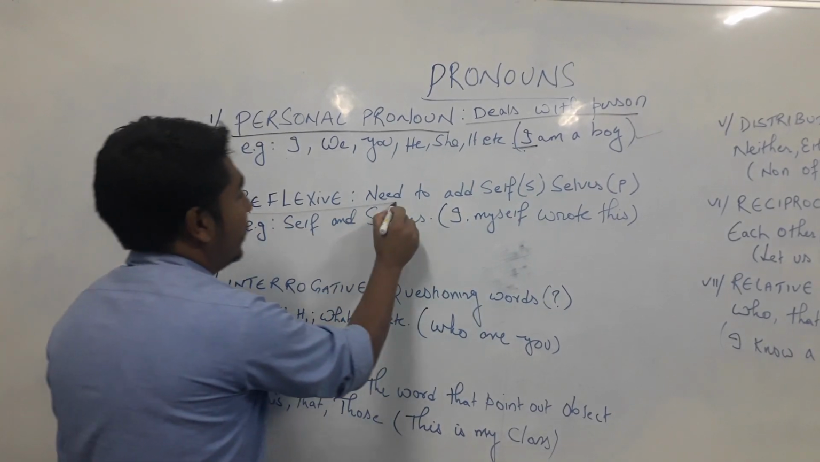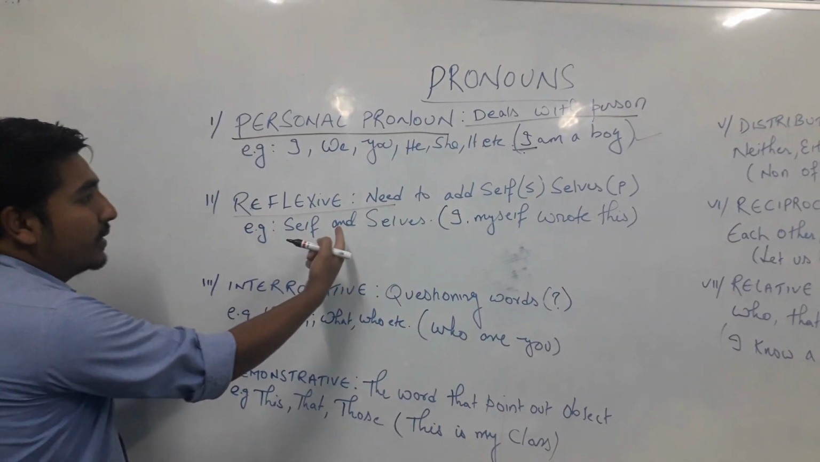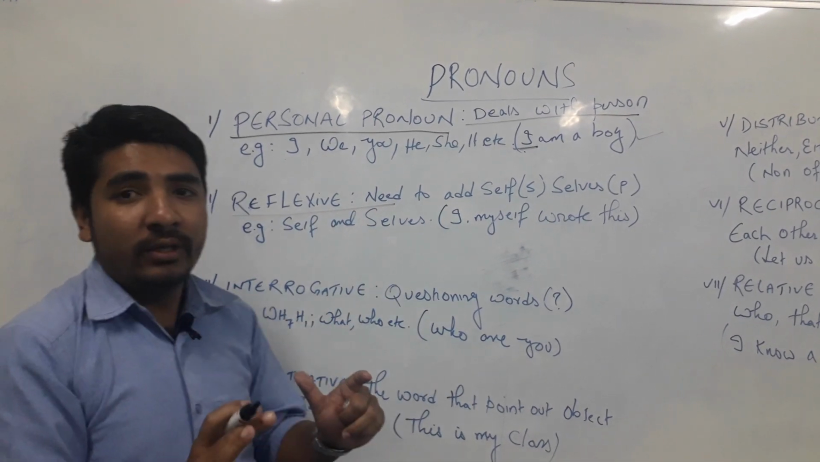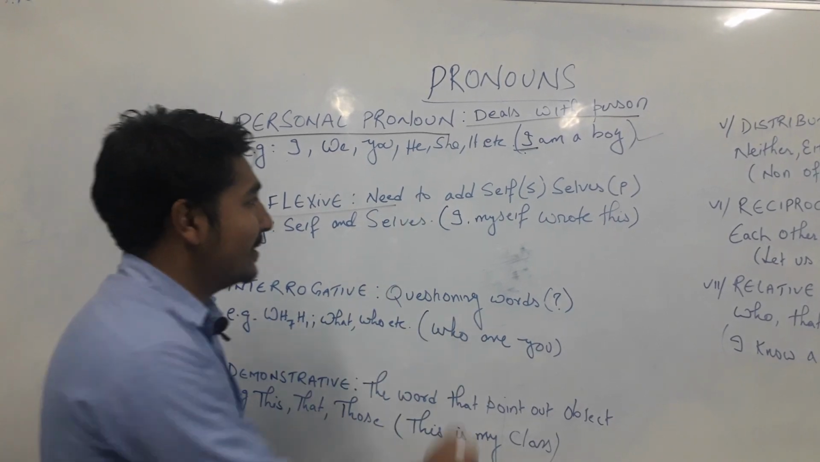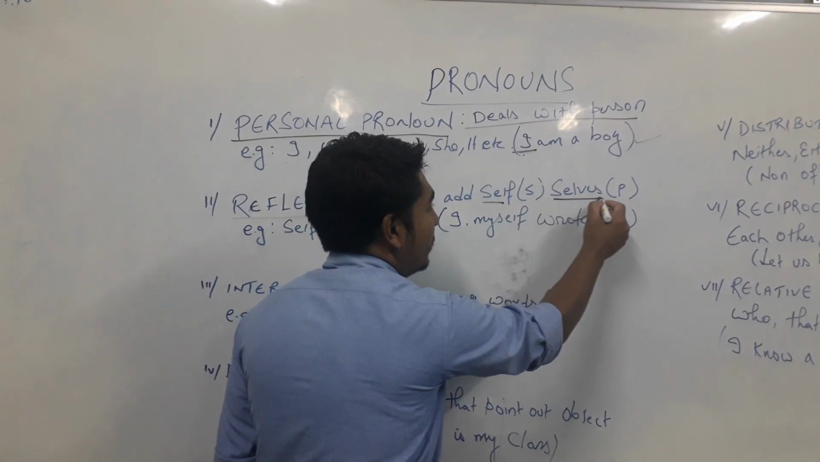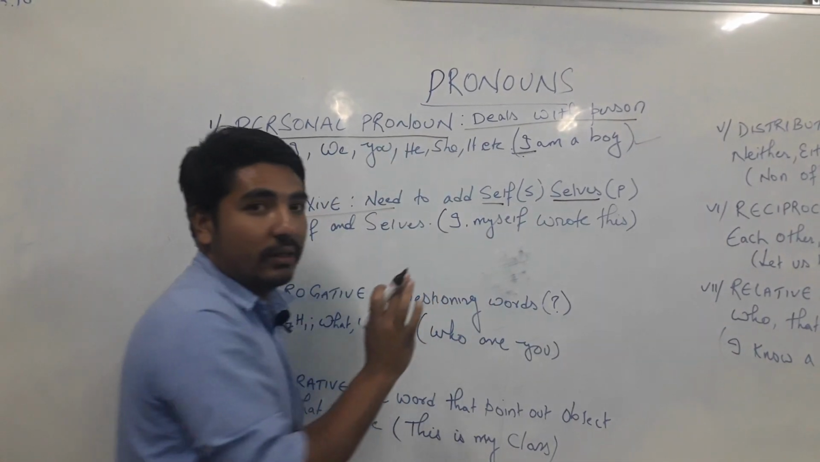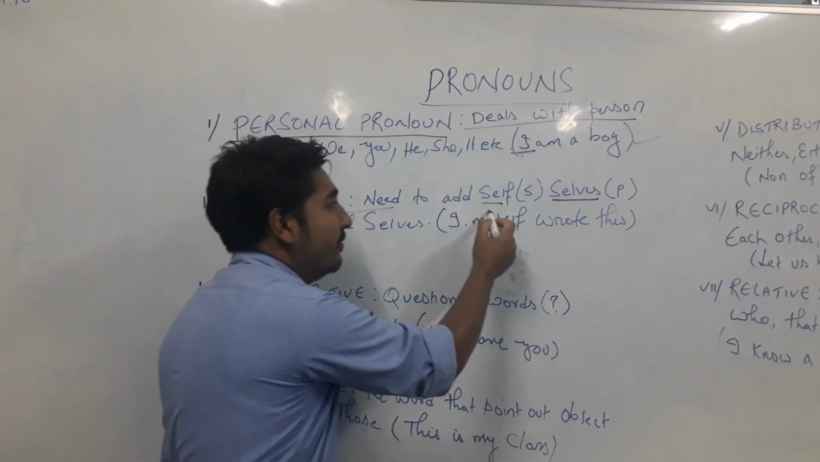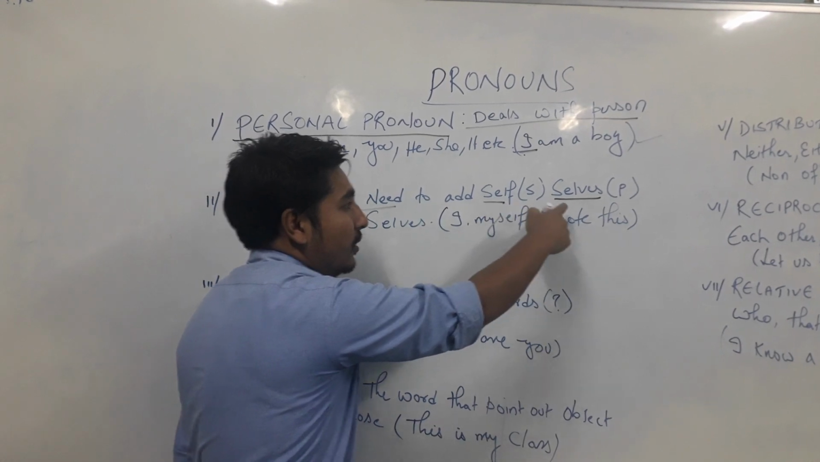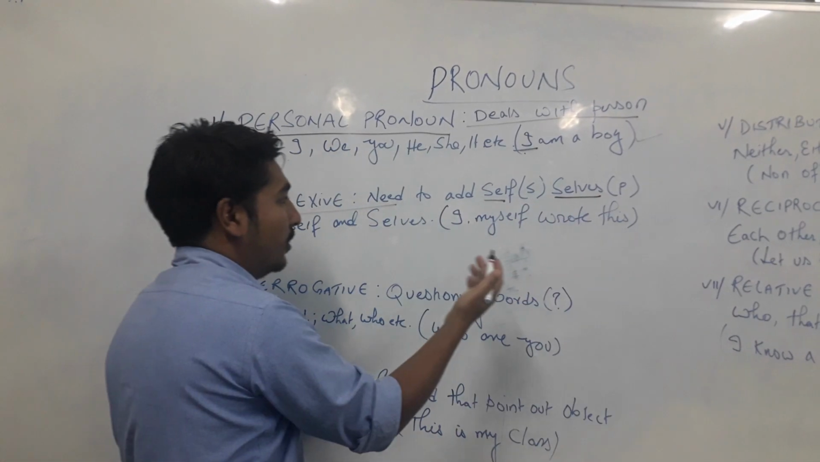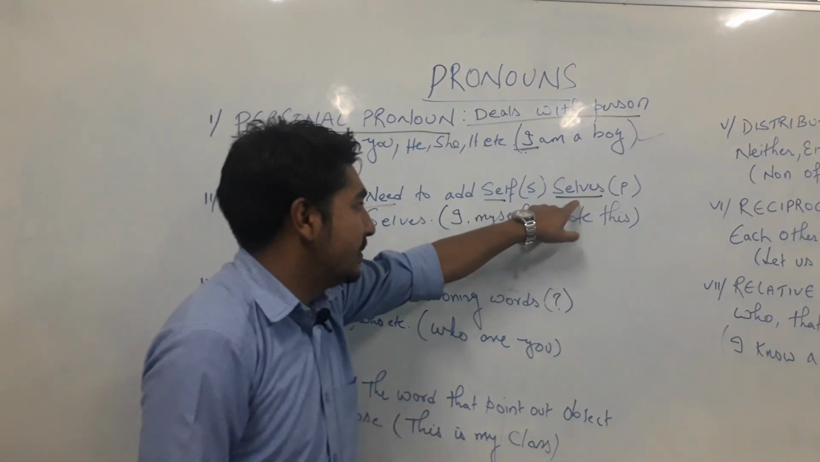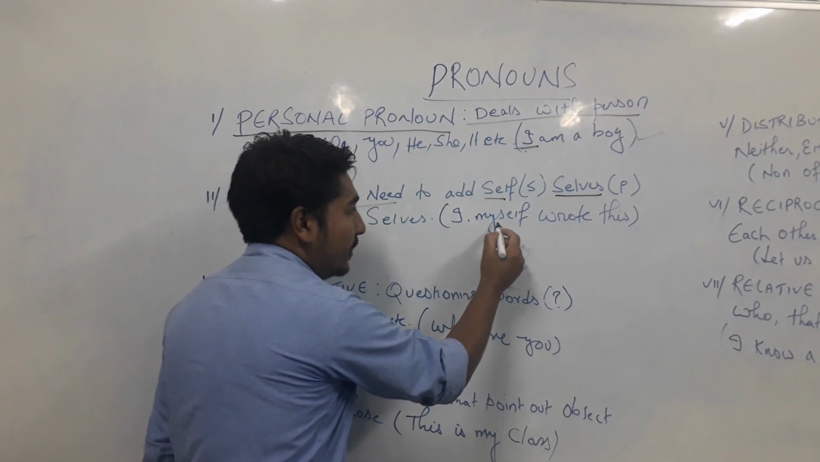Now let's see this reflexive pronoun. In reflexive pronoun, it is very easy. You just need to add self in singular, selves in plural in personal pronoun. You just need to add self and selves in personal pronoun. Self in singular, selves in plural. Yeah, that's all. So here, why we are using the self and selves? We are using this self here.